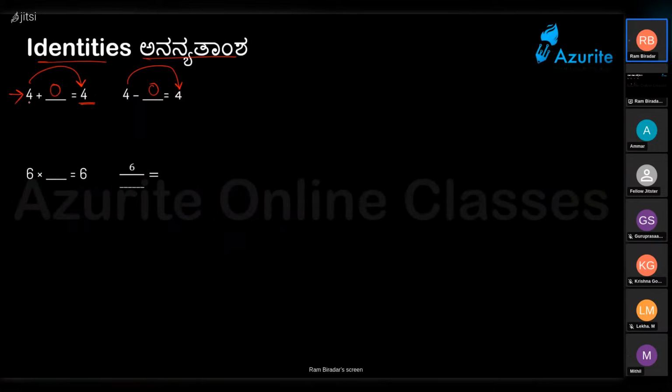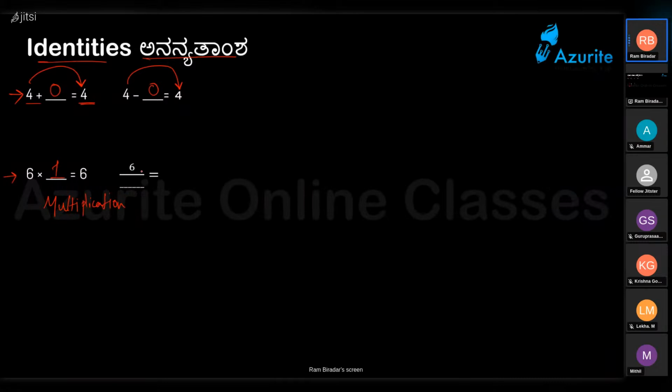If you add 4 plus 0, it will be 4 only. If you subtract 4 minus 0, that is, 0 means nothing. So we are not subtracting anything or adding anything, so the same answer will come, right? So this is the identity. Now multiplication and division: 6 into 1 will give 6 as the answer. So 1 is the identity of multiplication, and this is division.